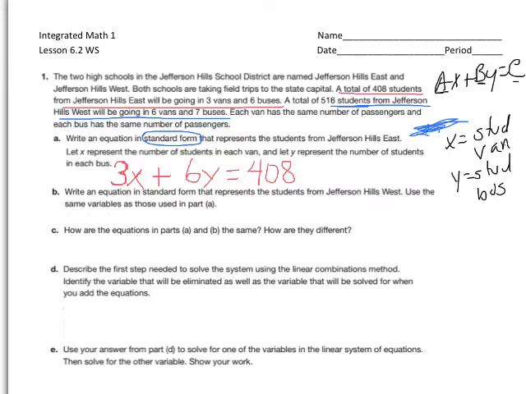See if you can figure out how to do B. Okay, a little bit by yourself. Write an equation in standard form, again standard form, so circle that, it's important, that represents the students from Hills West. Use the same variables as on there. So go ahead and do the same idea for your West. I'll do it in a second, but I want you to try it out first, so you can follow the same idea here.